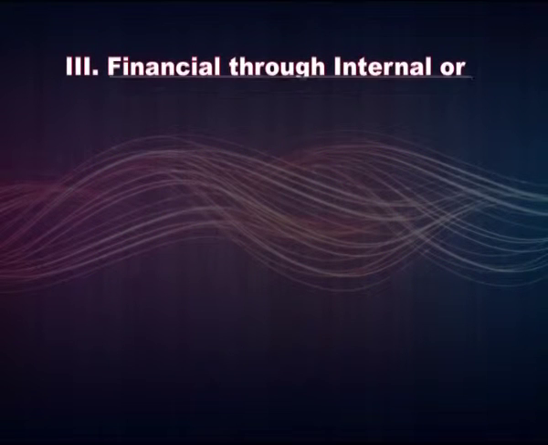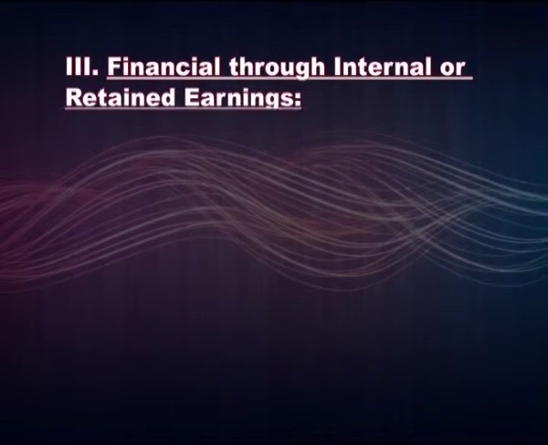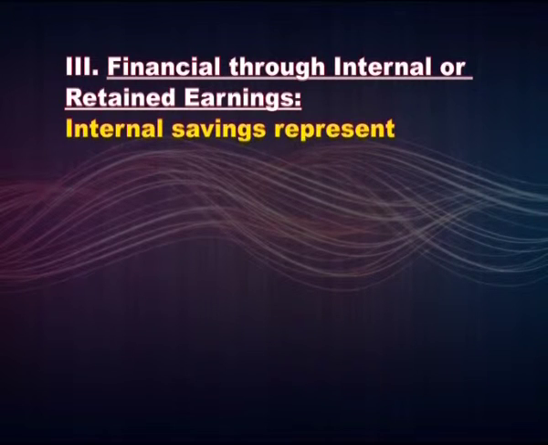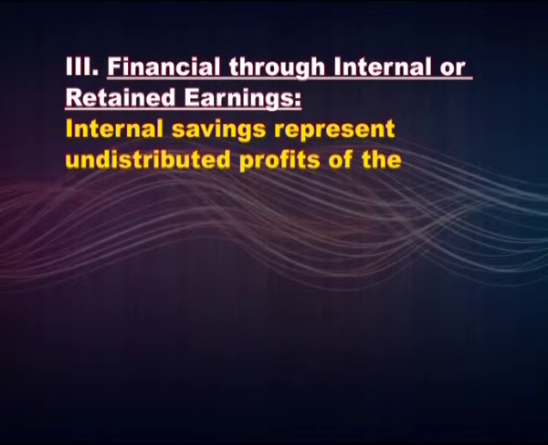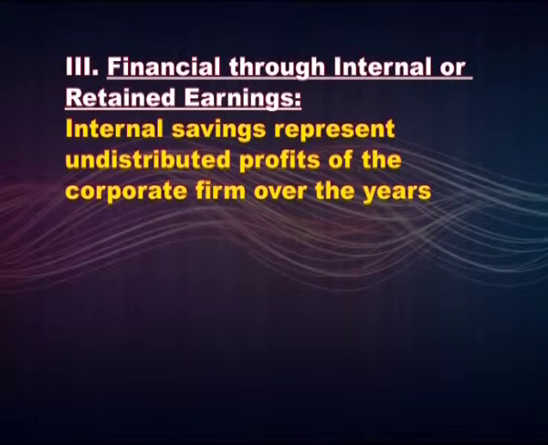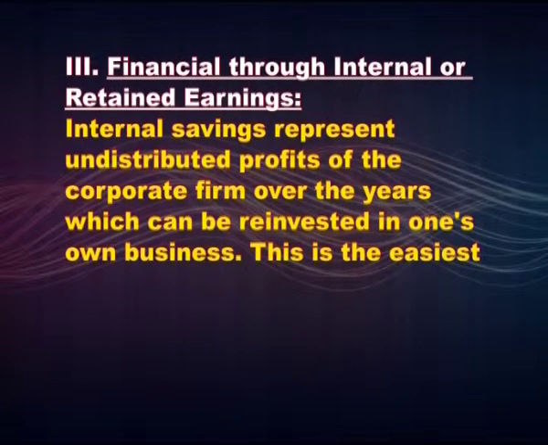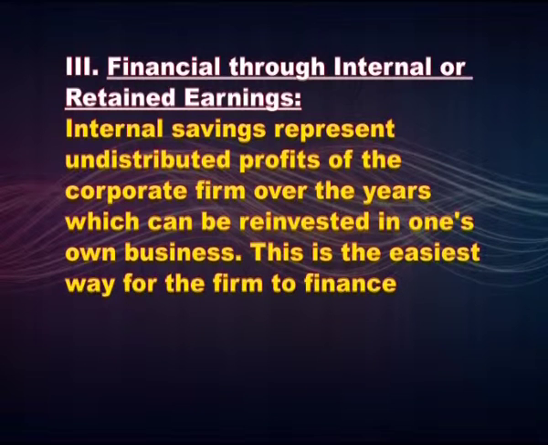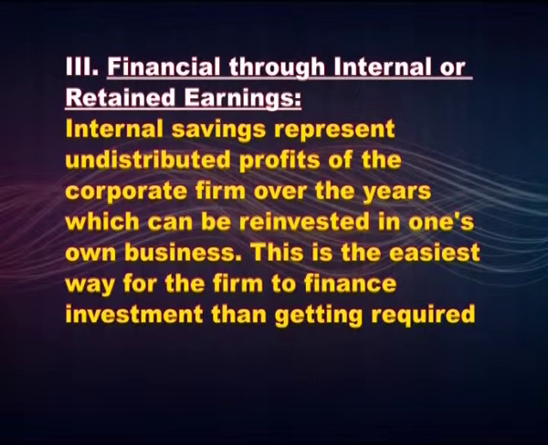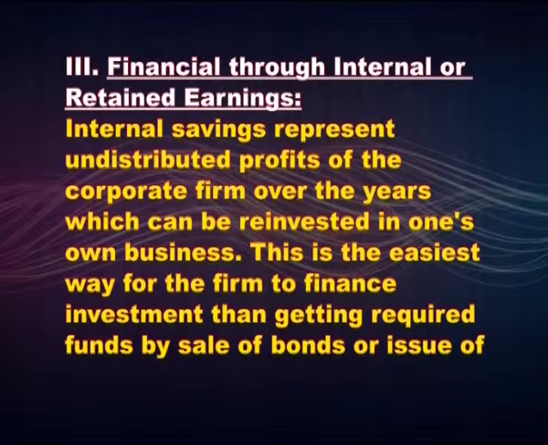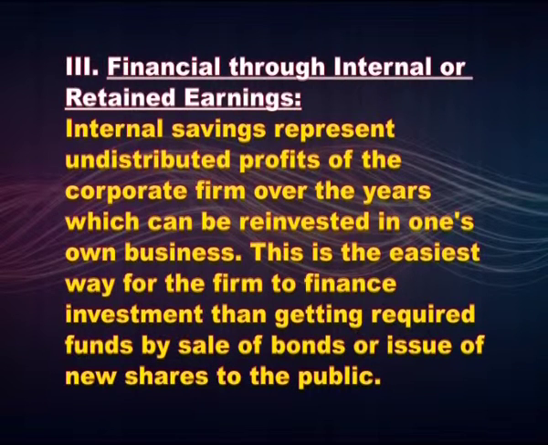Let's come to the third one, that is, financing through internal or retained earnings. Internal savings represent undistributed profits of the corporate firm over the years which can be reinvested in one's own business. This is the easiest way for the firm to finance investment, rather than getting required funds by the sale of bonds or issue of new shares to the public. In recent times, this has become a major source of funds for investment by companies.